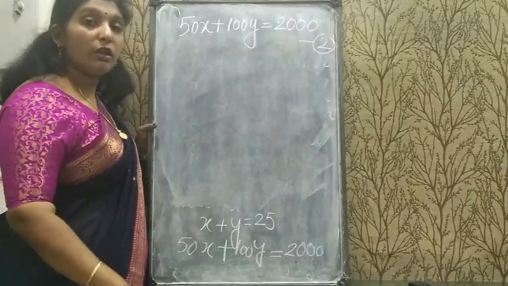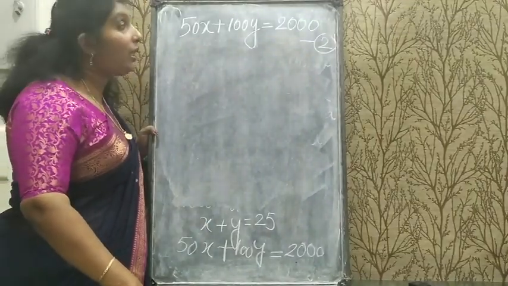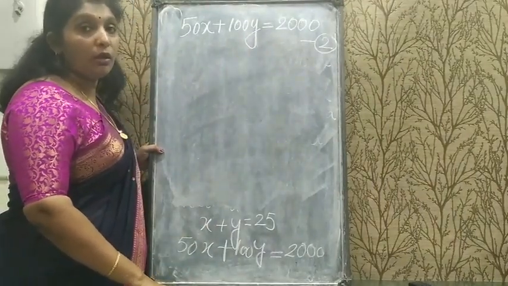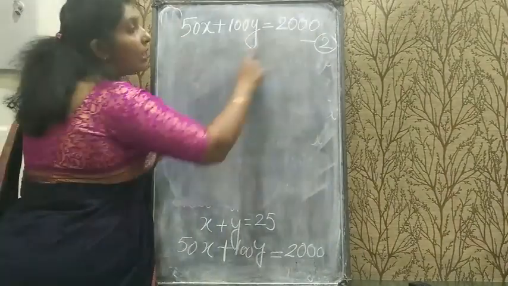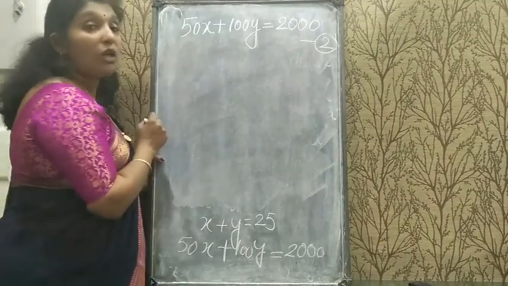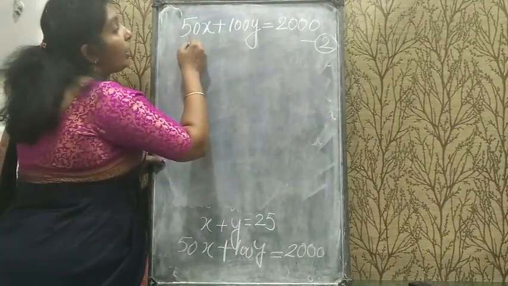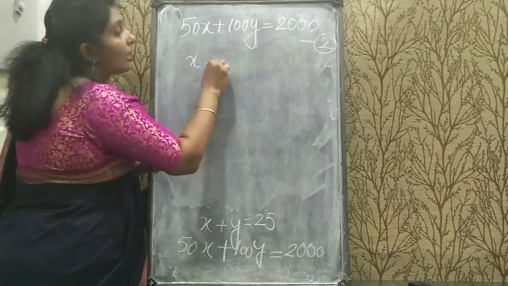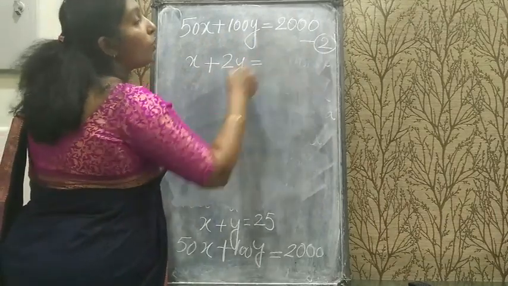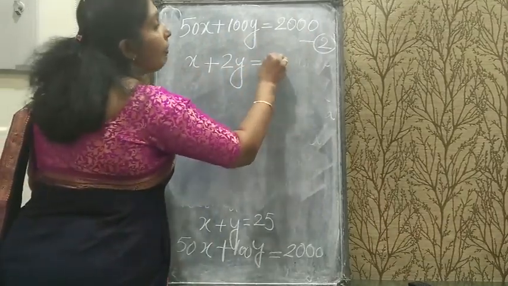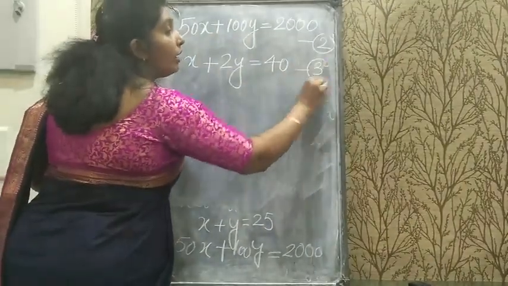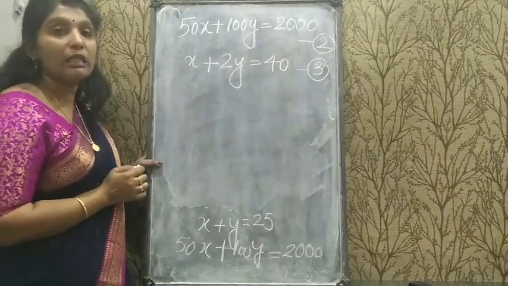Now in this question we can do it in two different ways. Either you can divide this equation by some constant. All these numbers are multiples of 50, so we can divide. If I divide by 50, then 50 divided by 50 is 1, so 1 into X, X, plus 100 divided by 50 is 2, so 2Y, is equal to 2000 divided by 50, which is 40. So I simplified this equation and got another equation, which I marked as the third equation.